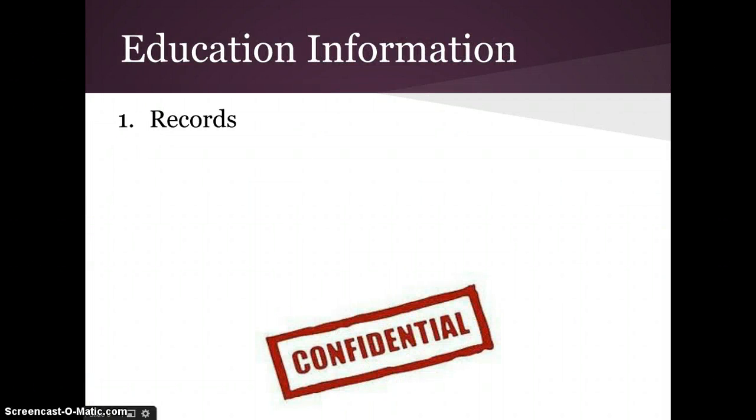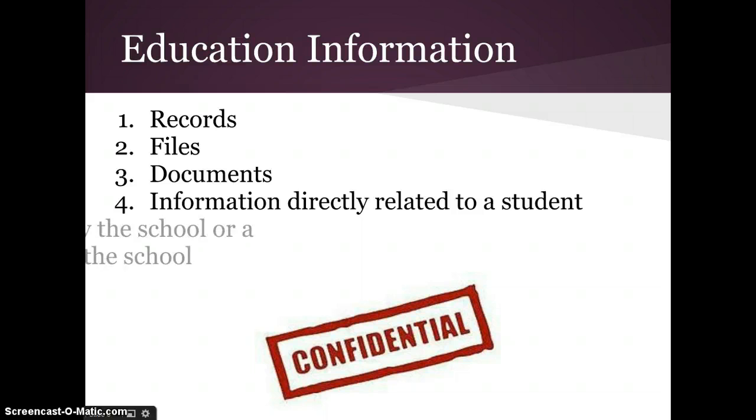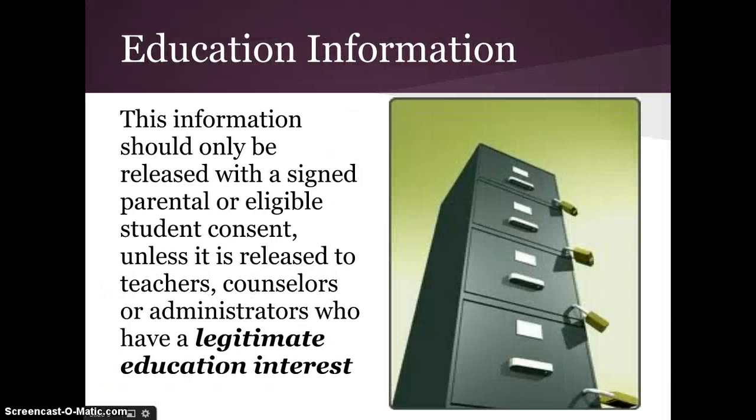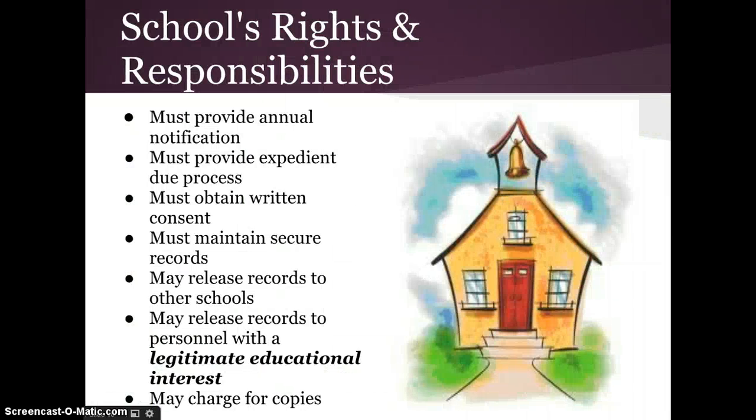Education information consists of almost anything else that would be in an education file: records, files, documents, information directly related to a student, information maintained by the school or a person acting on behalf of that school. Education information should only be released with a signed parental or an eligible student consent, unless it is released to teachers, counselors, or administrators who have a legitimate educational interest in that child.